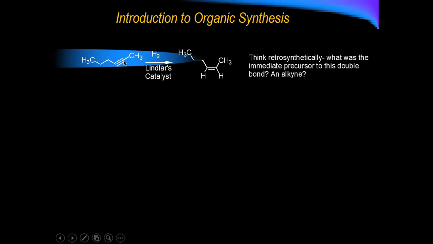And then if I treat that triple bond under hydrogenation conditions with Lindlar's catalyst, then it'll give me a cis alkene. Why do I need Lindlar's catalyst and not just hydrogen gas and palladium? Because if I use another method, I'm not going to get the stereochemistry that I want. I want my double bond to be cis. So I need to use a reaction that's going to guarantee me that stereochemical outcome.